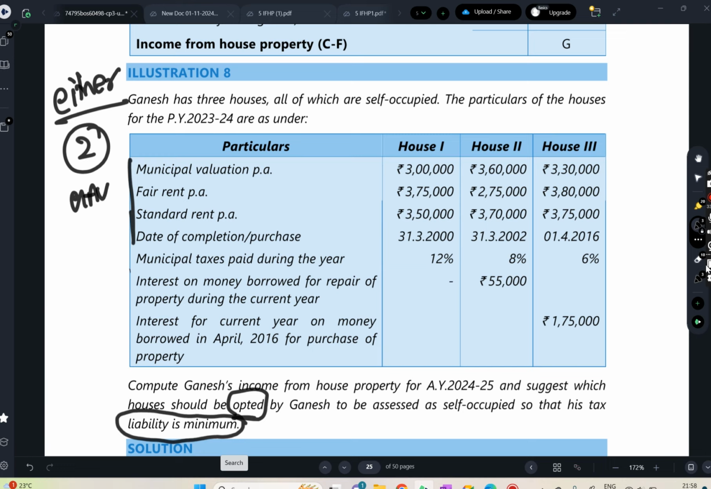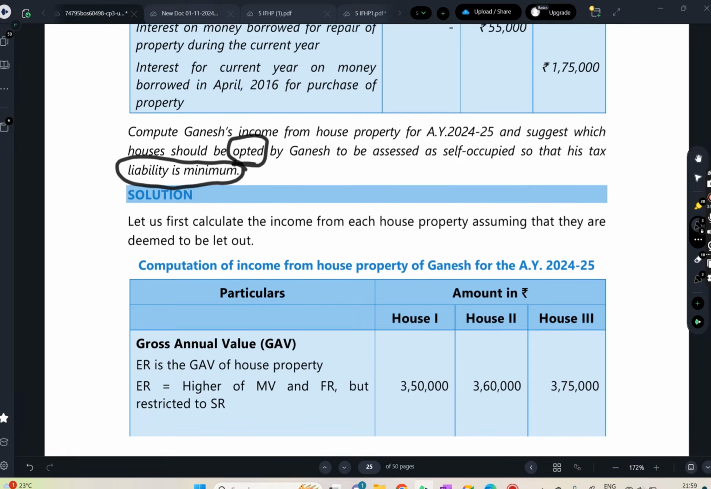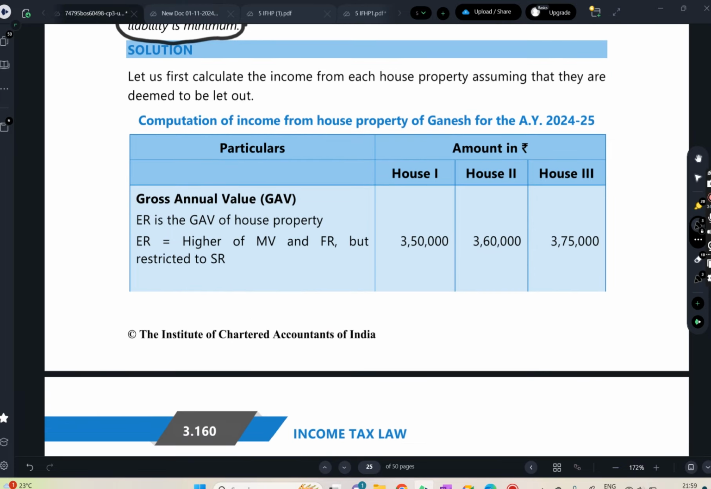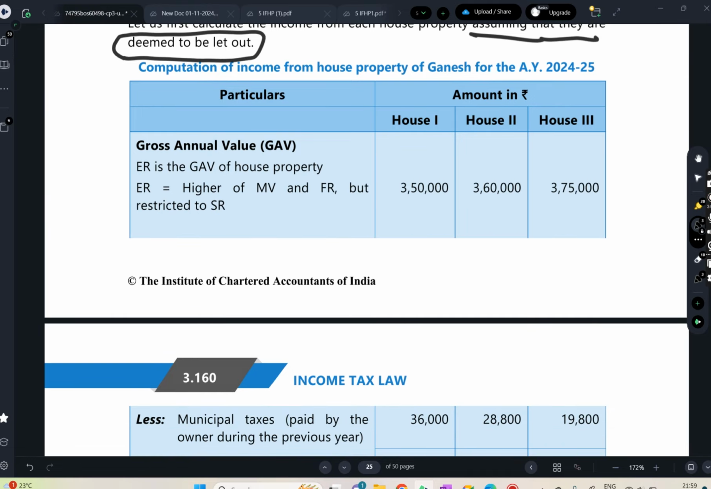Alright, so here, house 1, house 2, house 3 is there. Now let's see. Here we have calculated for everything assuming that they are deemed to be let out. That means everything is let out only. Like here we have calculated as if all the houses are let out.